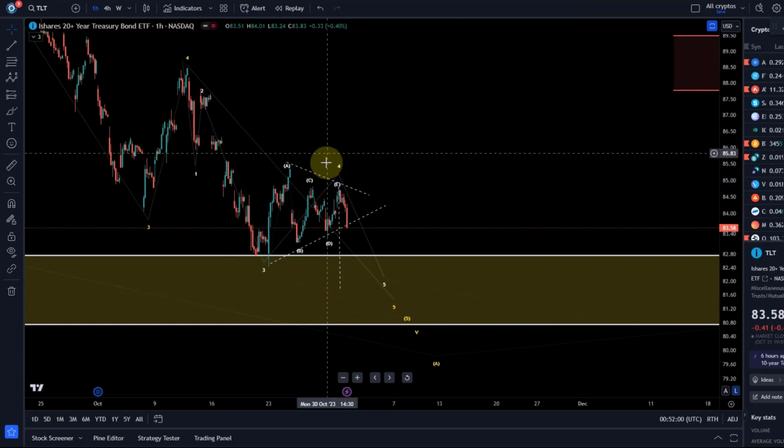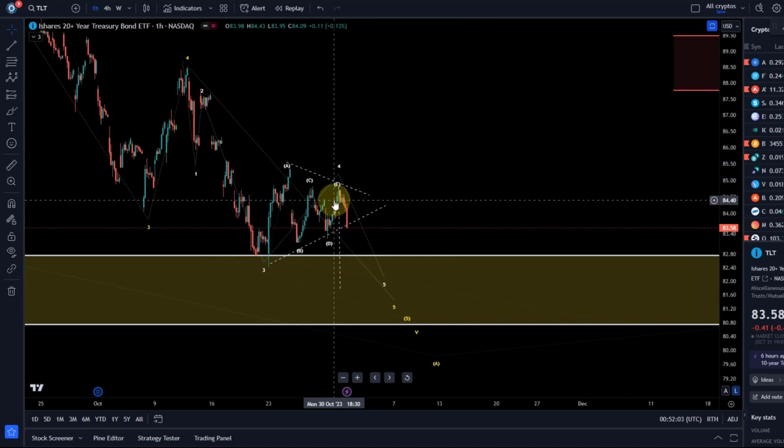Let's track that. But the move down is quite aggressive. That's typically what you would see after a triangle break. You normally expect a swift and rapid move to the opposite side of the E wave.